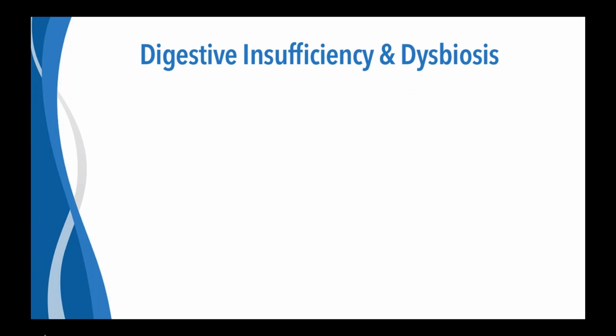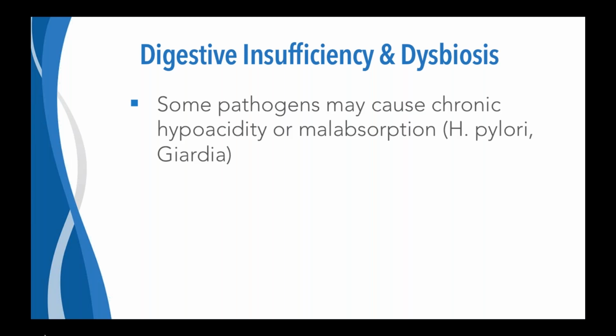All right, so let's talk a little bit more about the relationship between digestive insufficiency and dysbiosis. As I mentioned, some pathogens can cause chronic hypoacidity. The most obvious one that typically comes to mind would be H. pylori. And it turns out that it's pretty well established that chronic H. pylori infections, by and large, can lead to hypochlorhydria. And then that consequently can lead to malabsorption.